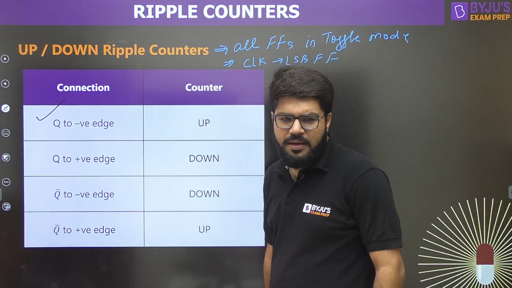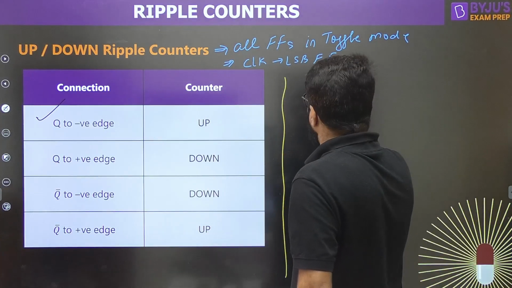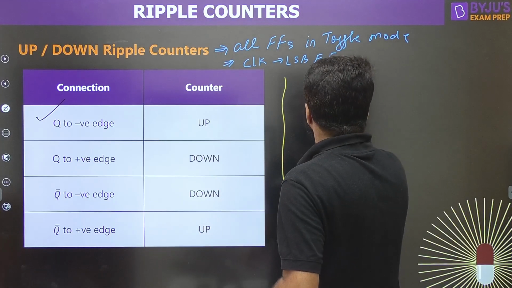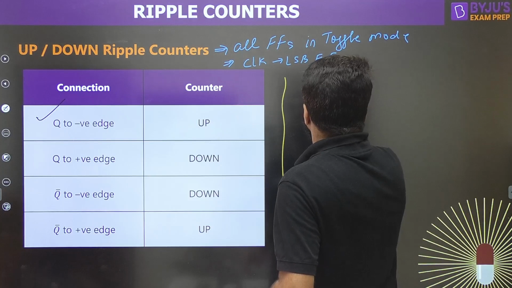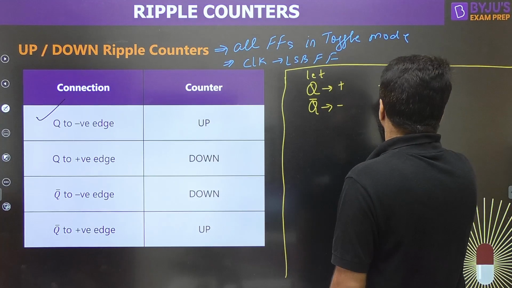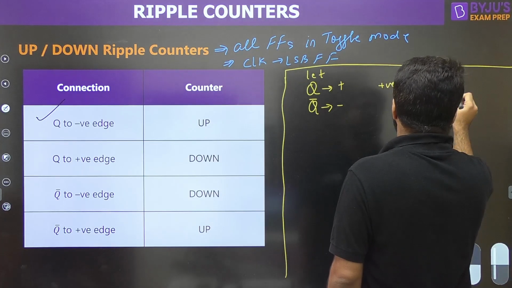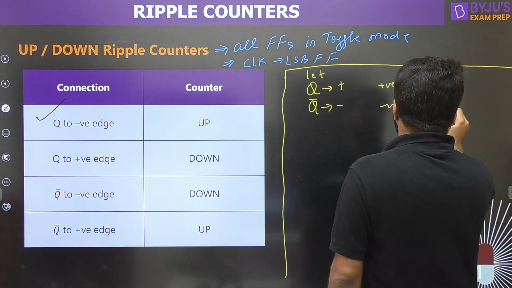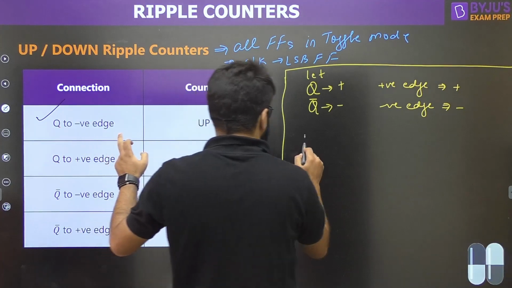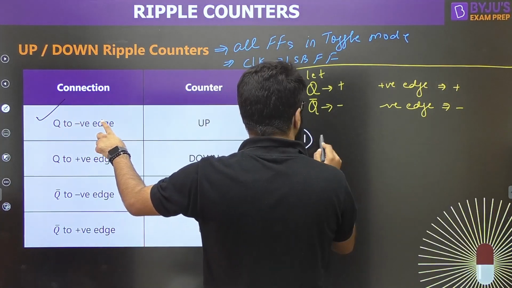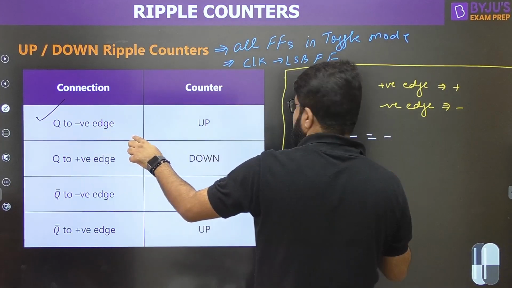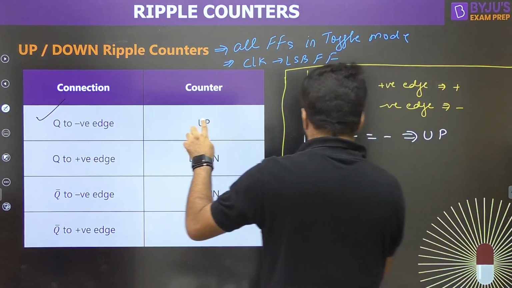Okay. Now let us call Q and Q bar. I will give some terminology. Let us say Q is plus and Q bar is minus. I am making a terminology. Positive edge, suppose, is plus, and negative edge is known as minus. Now look into the first case, guys. First case, Q to negative. What is Q? Plus, into minus. What is plus into minus? It is minus. You have an up counter.